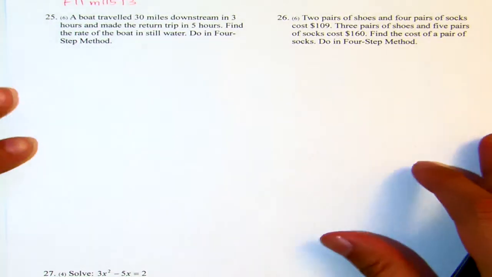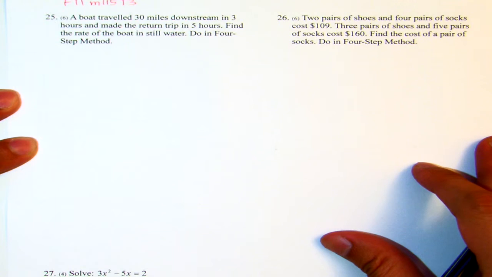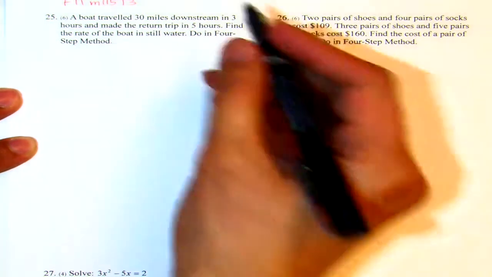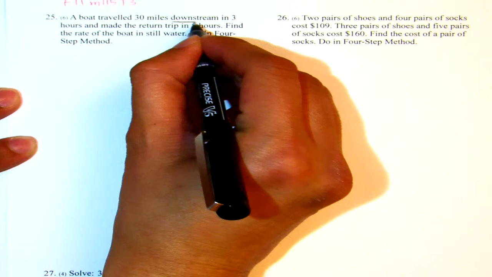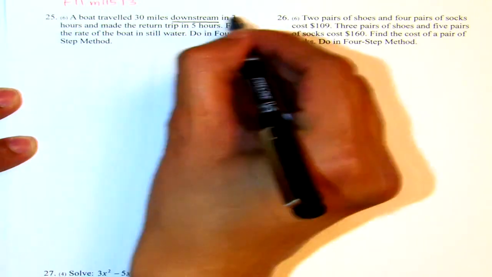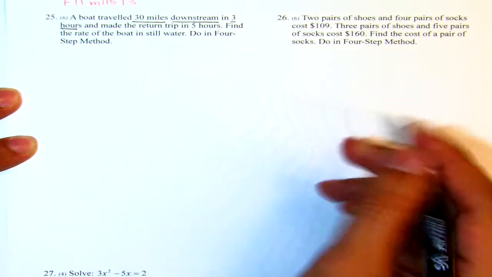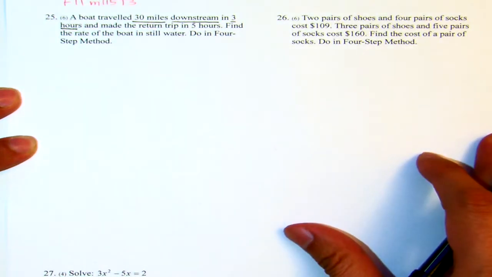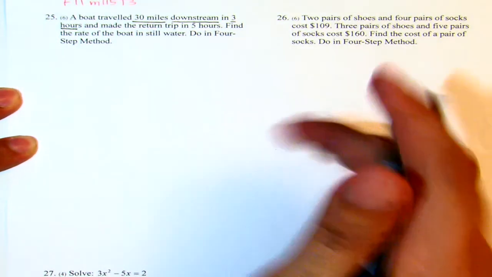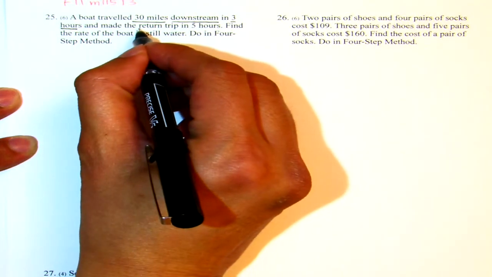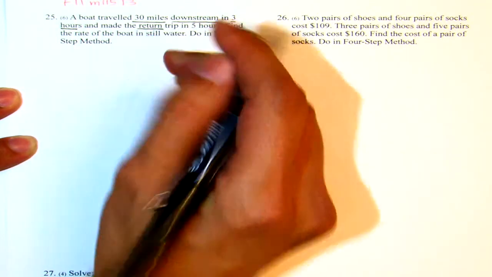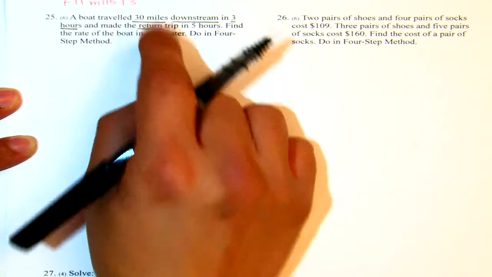Now we will work on Fall 2011 Math 115 Test 3, number 25. It's a word problem. A boat traveled 30 miles downstream in 3 hours and made a return trip in 5 hours. Notice that when it says return trip, we know that it traveled the same distance.